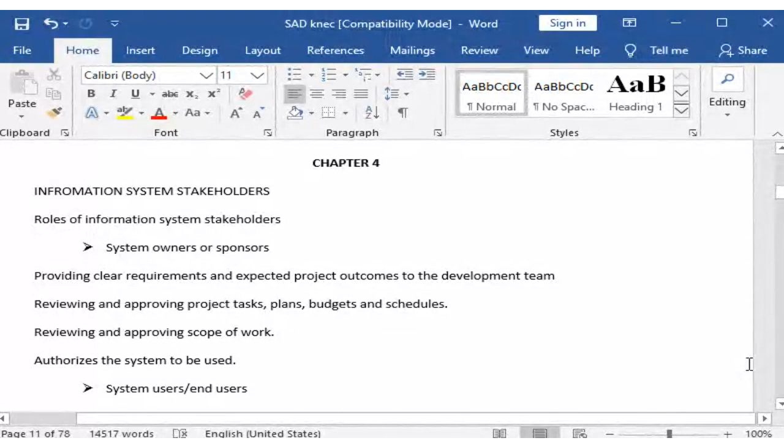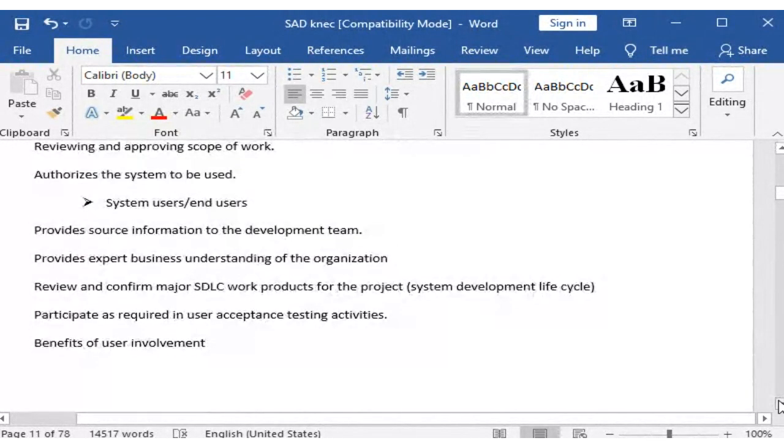Then we have system users or end users. They provide source information to the development team, provide expert business understanding of the organization, and review and confirm major SDLC work products for the project. These are the system development life cycle products. They participate as required in user acceptance testing.